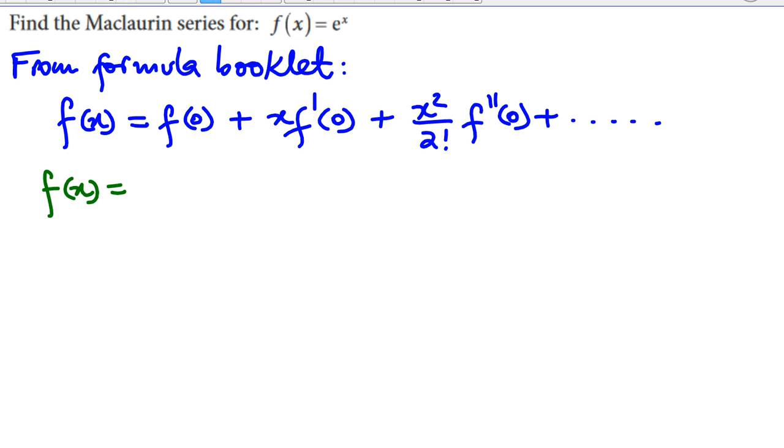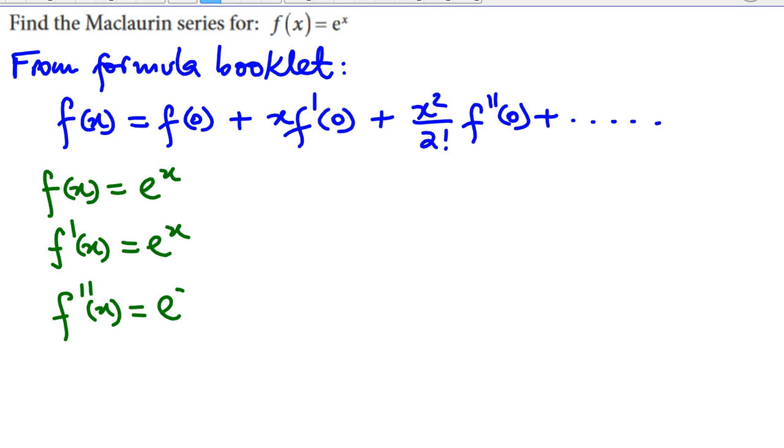So f of x will just be equal to e to the power x. f dash x will be equal to e to the power x. And it's the same thing all through. The third derivative is the same thing, and we don't have to keep on going. So basically what I'm going to do is find the value of these derivatives at x equal to 0. That will just be equal to 1. That will be equal to 1 as well.